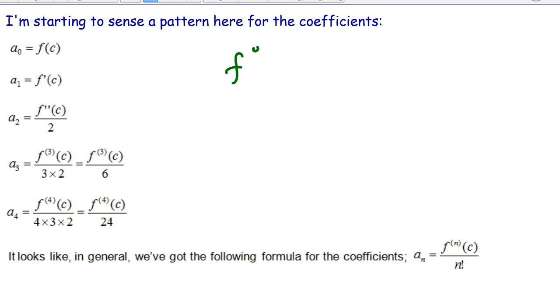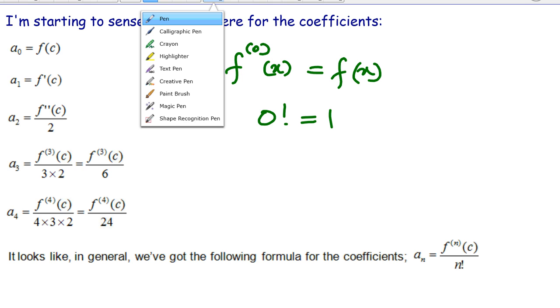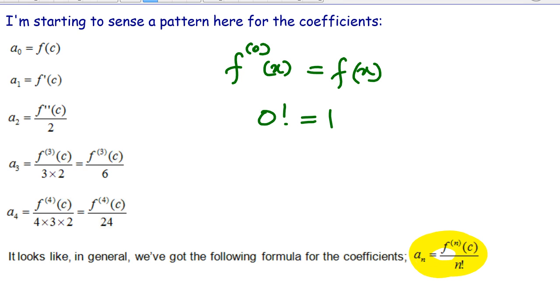Just remember that the zeroth derivative of f is the same as f of x. So the nth coefficient will be equal to the nth derivative at c divided by n factorial. Remember again, 0 factorial equals 1. So that's the pattern, and from that pattern we can conclude that the nth coefficient is given by this formula. And you can see from these results why we are generalizing that the nth coefficient is given by that.